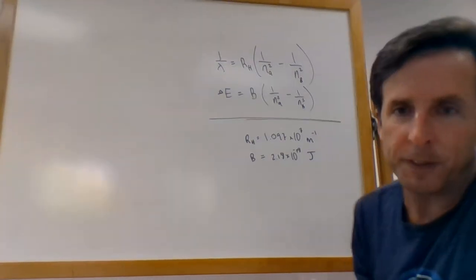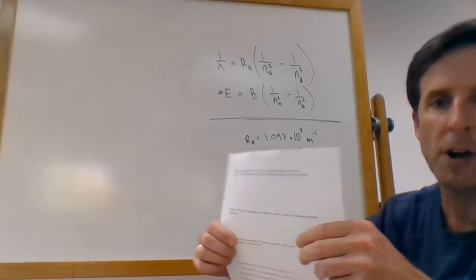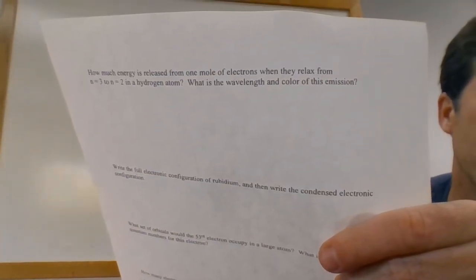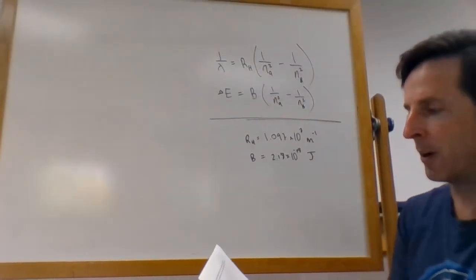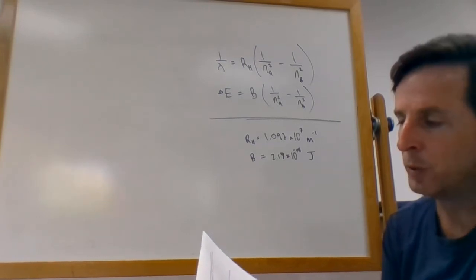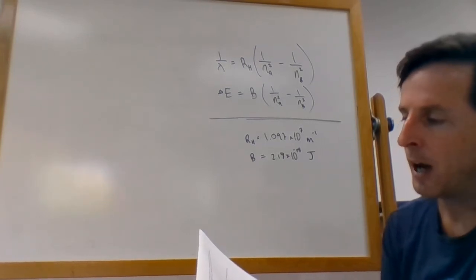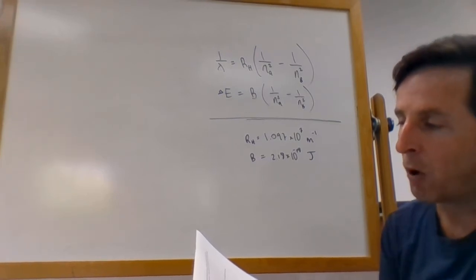Alright guys, this is an extra video for chapter 6, just working a few problems. So let's start off with the one at the top of this sheet, where I have an electron in a hydrogen atom that is going to drop from the n equals 3 to the n equals 2 energy level. It wants to know how much energy is released when 1 mole of electrons do this transition.